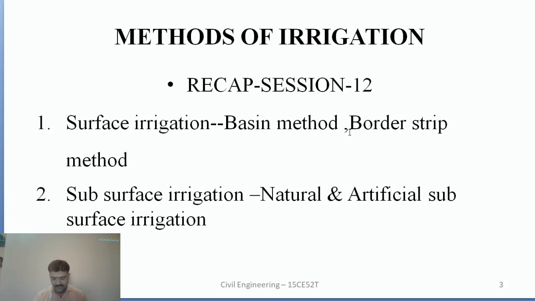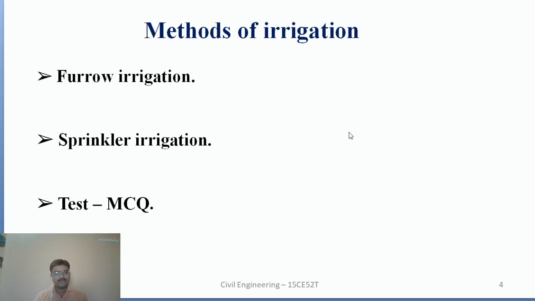Now, in this session, I will be discussing the methods of irrigation, as I have already told you. It is the furrow method of irrigation, which is a surface method of irrigation, and one more method is sprinkler irrigation. After studying these two concepts, we will be able to answer these tests or the MCQs, which are nothing but multiple choice questions.